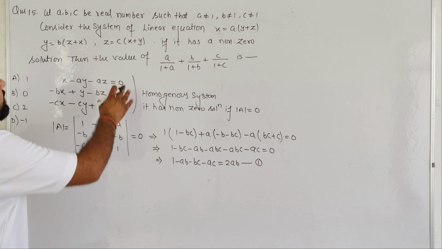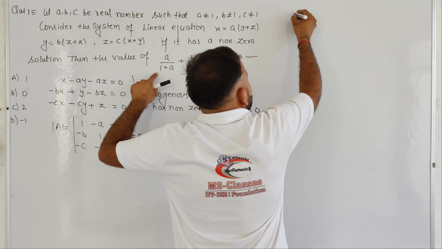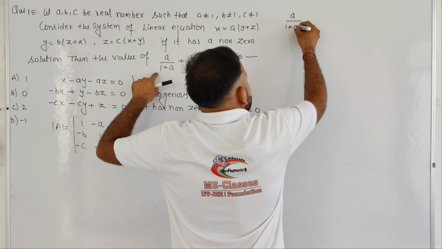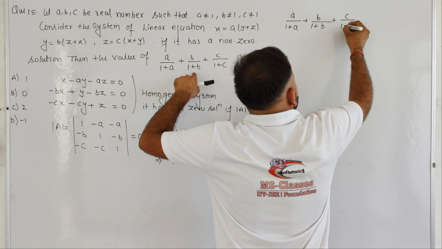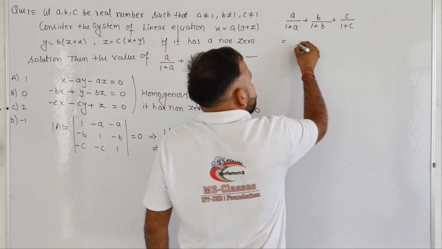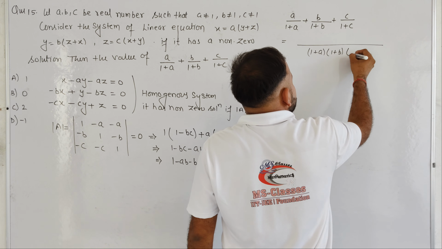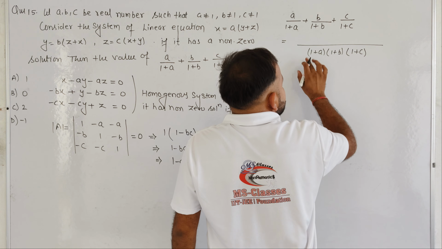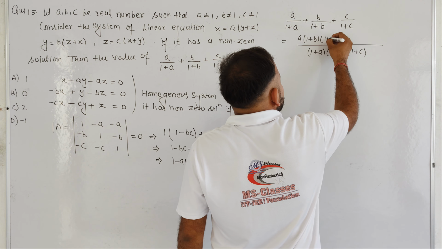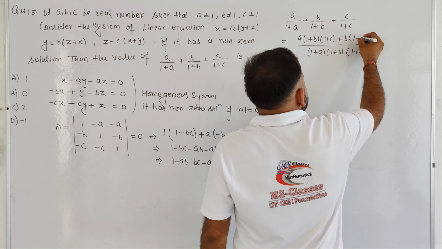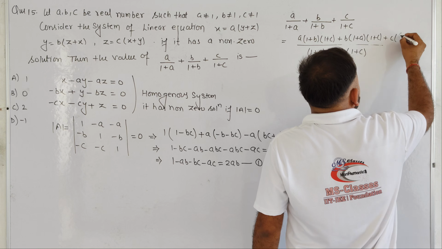But the question asks for the value of a upon 1 plus a, plus b upon 1 plus b, plus c upon 1 plus c. So we are going to calculate exactly what they want to ask. Basically, after taking the LCM, the denominator becomes (1 plus a)(1 plus b)(1 plus c). So this cancels out, and it becomes a times (1 plus b)(1 plus c), plus b times (1 plus a)(1 plus c), plus c times (1 plus a)(1 plus b).